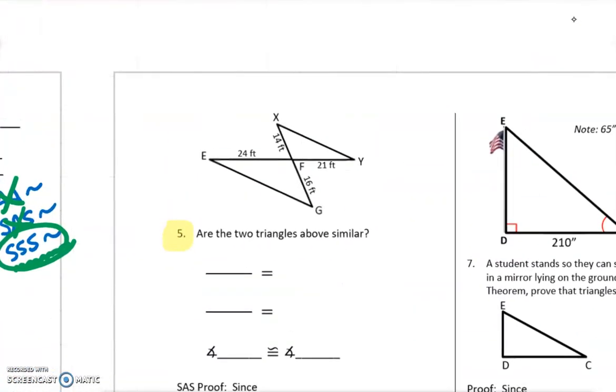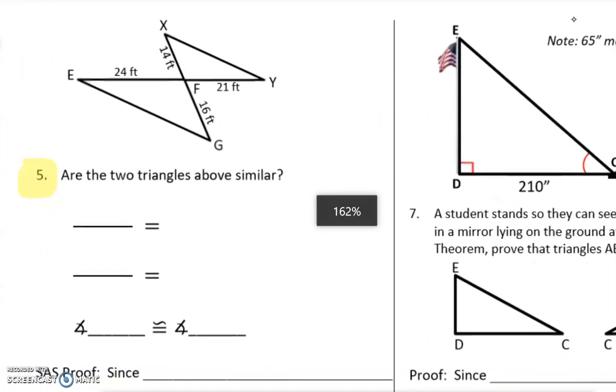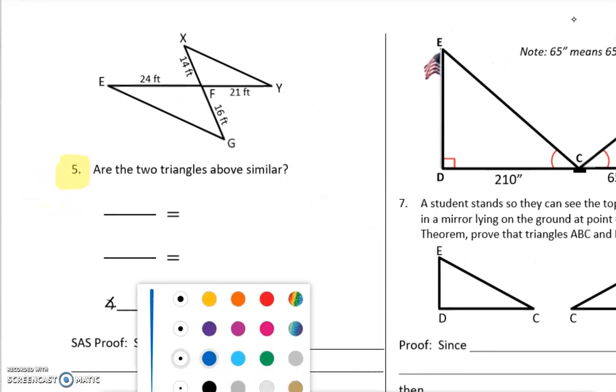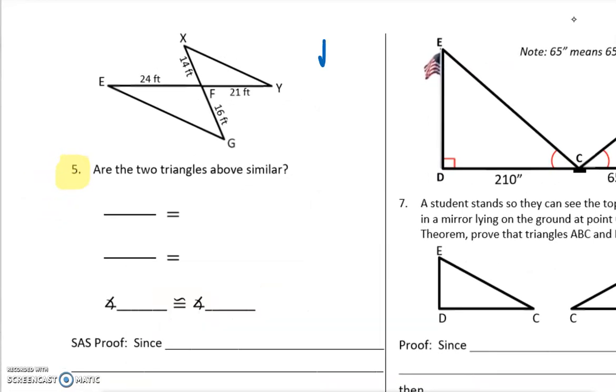Next question, 5. So it's saying, are these triangles similar? So our 3 similarity theorems are angle, angle, side, side, and side, side, side. Well, by looking at it, hopefully by now you guys should notice really quickly that you have a pair of angles here that are congruent. Those are called vertical angles. We covered that in class.